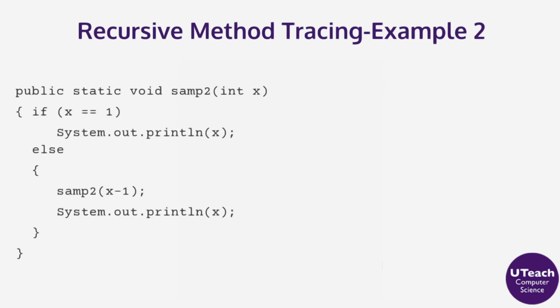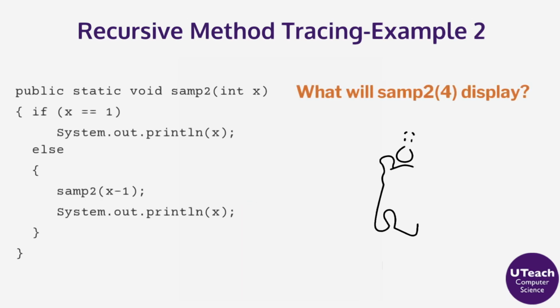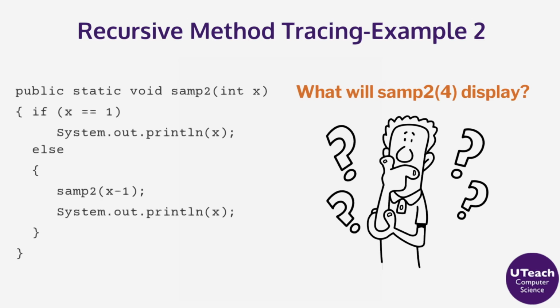This is a recursive method called SAMP2 that displays the value of x when the base case of x = 1 is true, else makes another method call for SAMP2 with x minus 1 as a parameter and then displays the value of x. The question is, what will SAMP2 display if 4 is passed as the argument value?